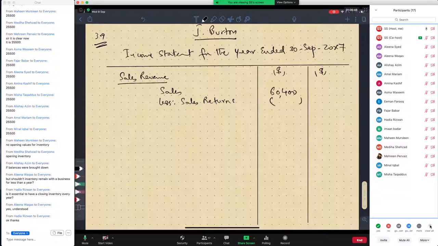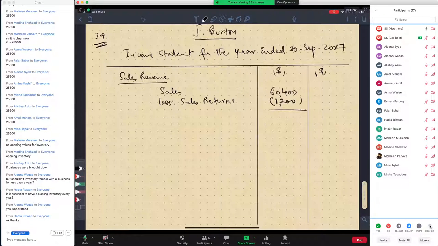Remember, return inwards ka matlab hai jo aapko returns mil rahi hai. So obviously, wo sales returns hai. And so sales returns or return inwards mean the same thing. Same way, return outwards means purchases returns. So sales returns are, I think it's $1,200. So can you please tell me what your sales revenue is?